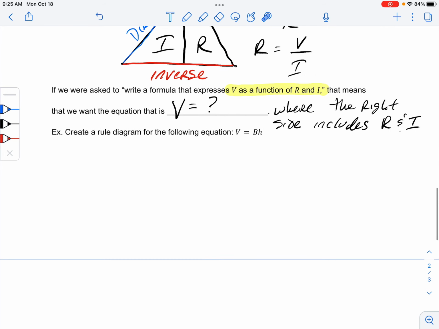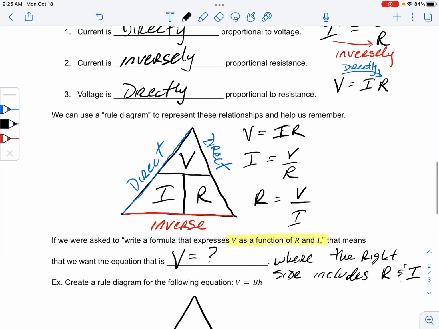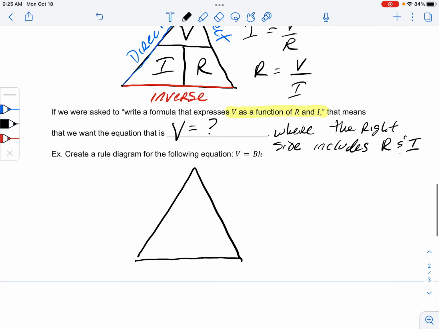This last one is something that I ask students to give a try themselves. So we're creating a rule diagram for V, B, and H. If you're watching the video and just doing this for the first time, pause the video now and see if you can look back at our equations and figure out how to create a rule diagram for this equation where volume is equal to base times height.